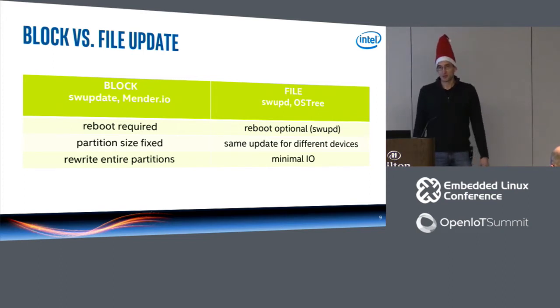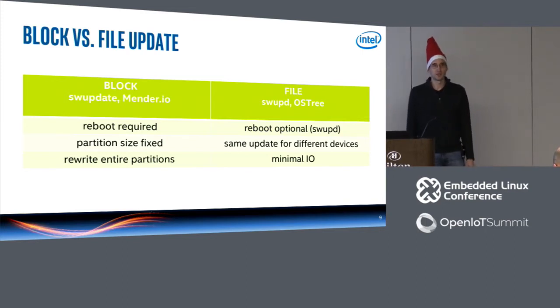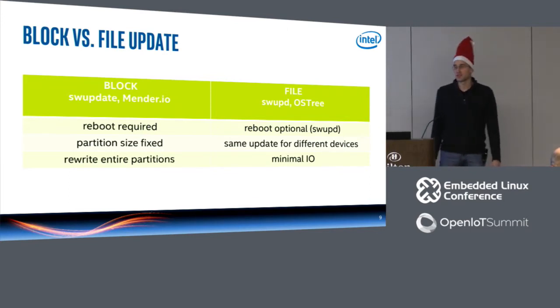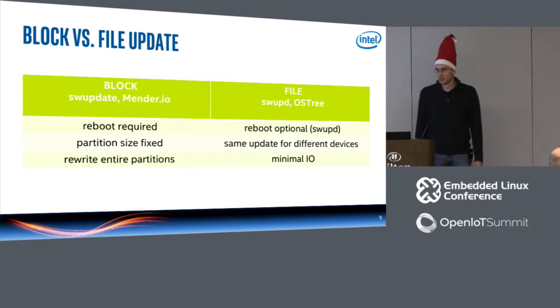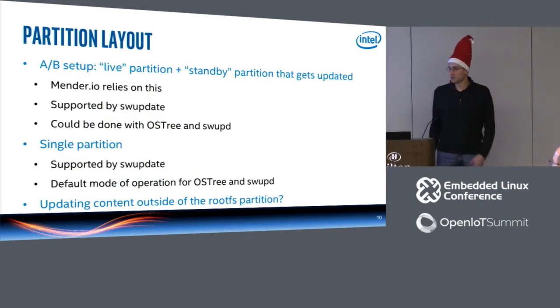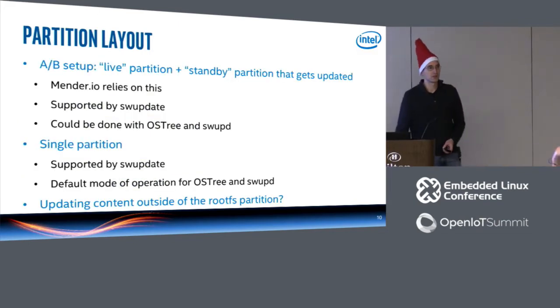And then, of course, I/O is a key criteria. Updating partitions is just slower. You can try to be efficient with delta updates, but it's still always going to be more overhead than just updating a few files. And in particular, swupd, for example, tries very hard to just do the minimal amount of work that is necessary to get the system updated.